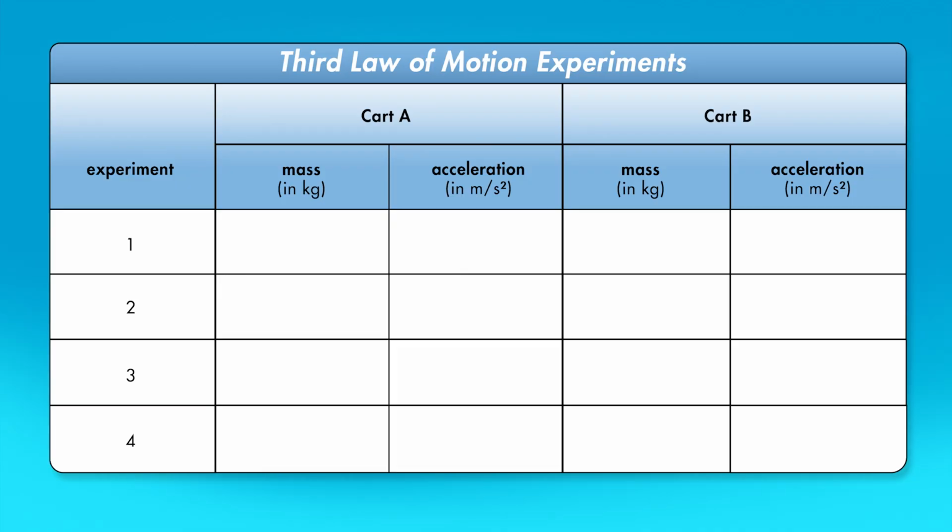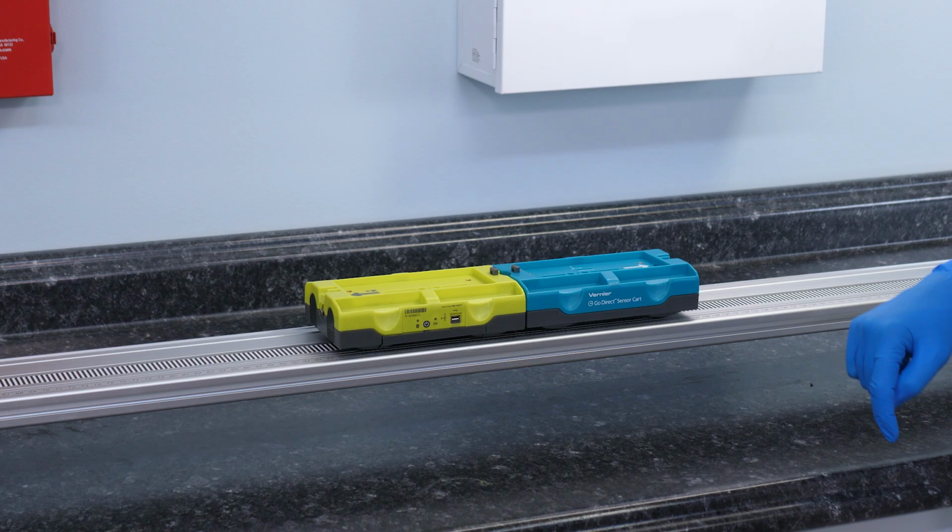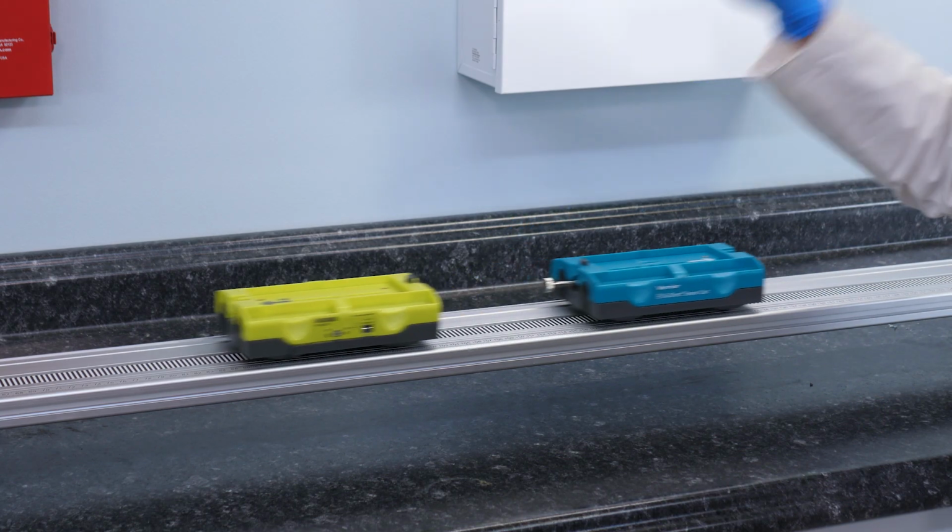In this experiment, the mass of cart A was 0.25 kilograms, and its acceleration was negative 2.2 meters per second squared. The mass of cart B was 0.25 kilograms, and its acceleration was positive 2.2 meters per second squared. For our second experiment with the third law of motion, the plunger from cart B will apply an action force to cart A. Notice what happens when we activate the plunger.